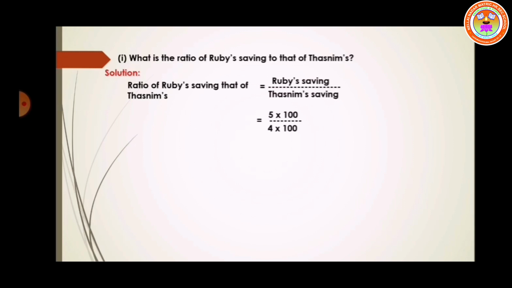Here 100 gets cancelled. The remaining is 5 divided by 4, which is equal to 5:4. Therefore, the ratio of Ruby's saving to that of Dasneem's is equal to 5:4.